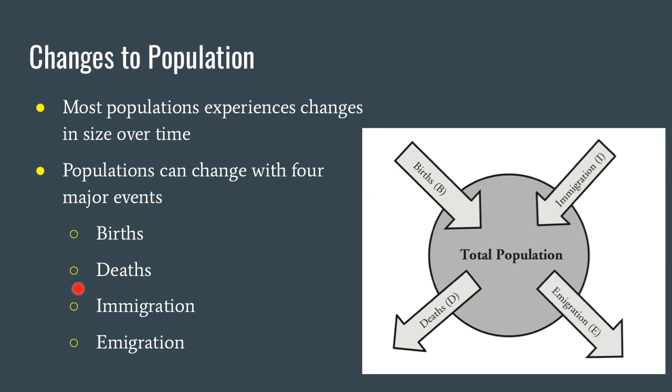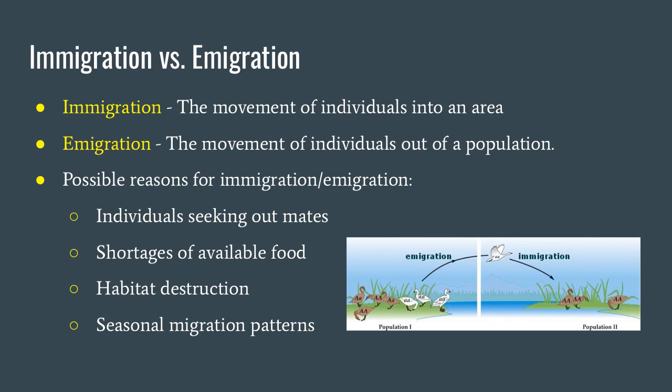Obviously, births and deaths is one of the number one things that we're going to be looking at. So as we have more births, we're going to be increasing the total population. And then as we have more deaths, that's going to cause a decrease in that population. Immigration and emigration is also important to understand how these populations are changing.